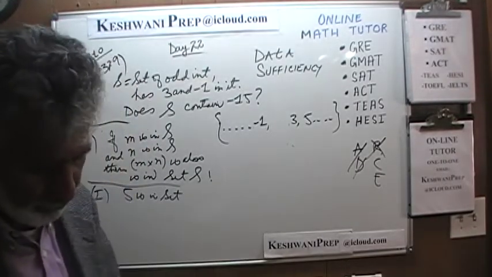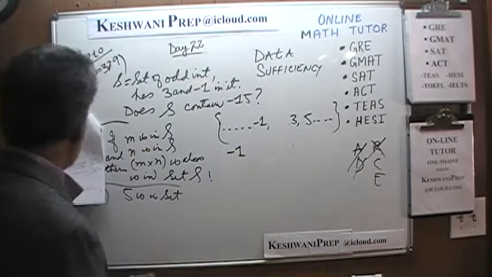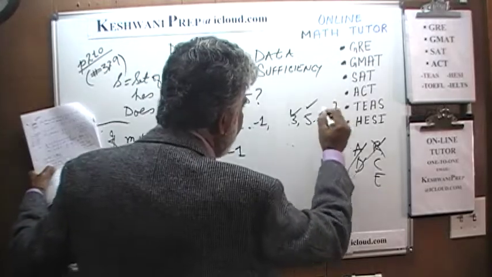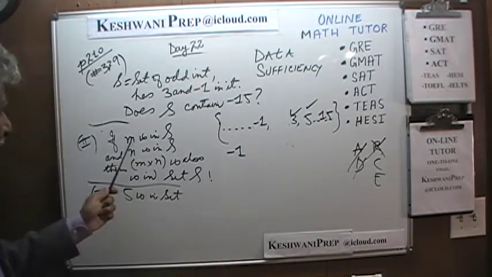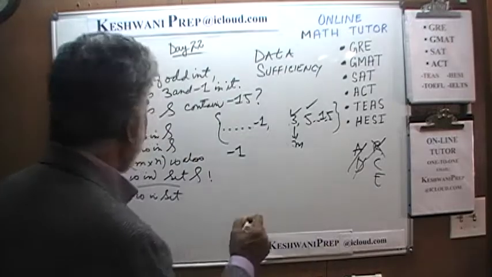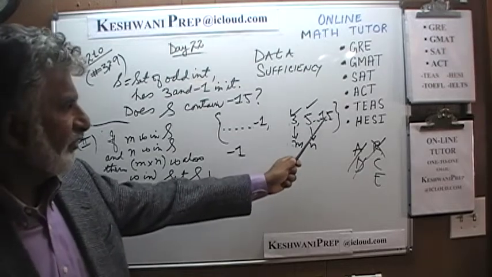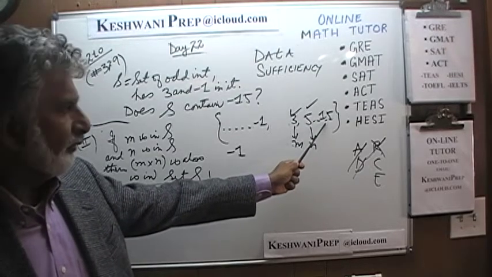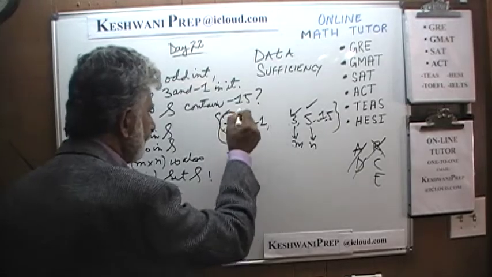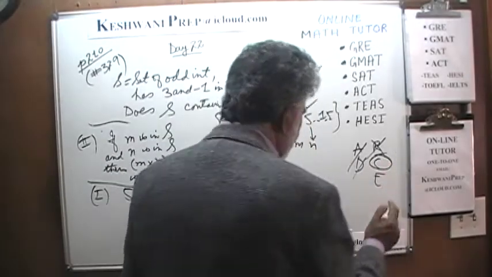So how do we figure out if you put them together? Well, we know it has negative 1, and we know it has 3 and it has 5. Well, if it has 3 and if it has 5, it must have 15, because it tells us that if m appears in the set and n appears in the set, then their product must also appear in the set, which means 3 times 5 is 15. 15 must appear in the set. And therefore, if 15 appears in the set and negative 1 is already there, negative 15 must also be there. The answer is C. Putting them together, it does the job.